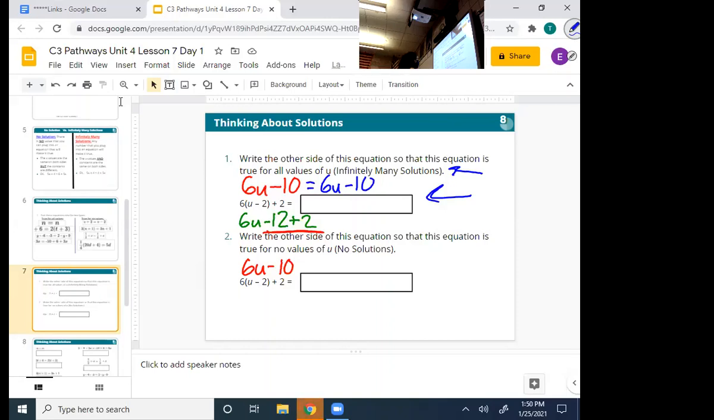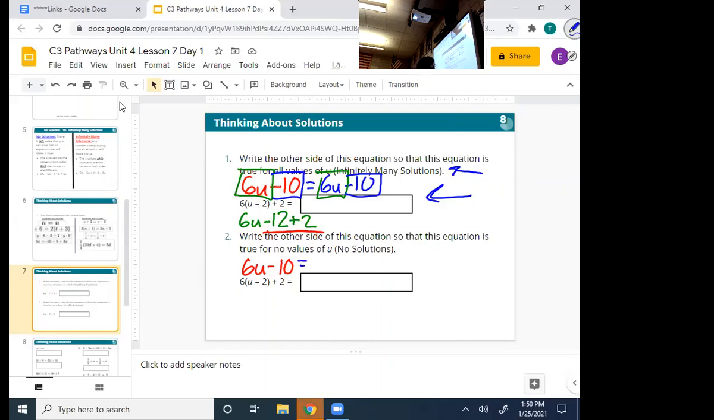So Jaden Ramos, when you want it to be infinitely many solutions, your variables need to be the same and your constants need to be the same. So it would be minus 10. So then on the other side, we would also have to have minus 10.